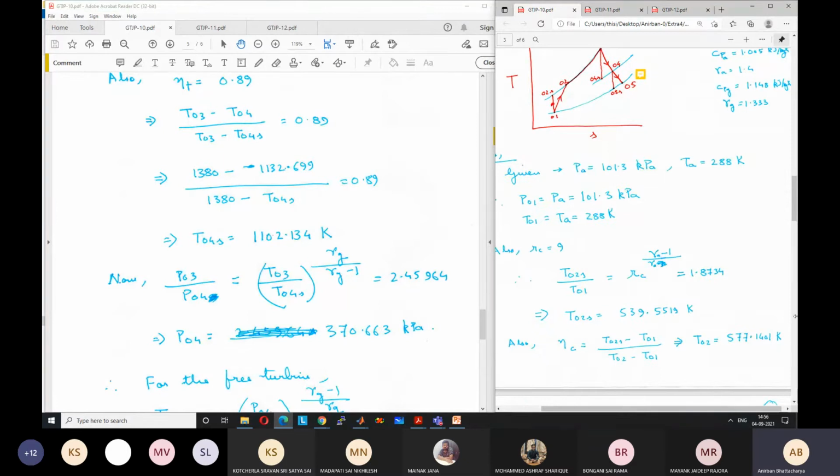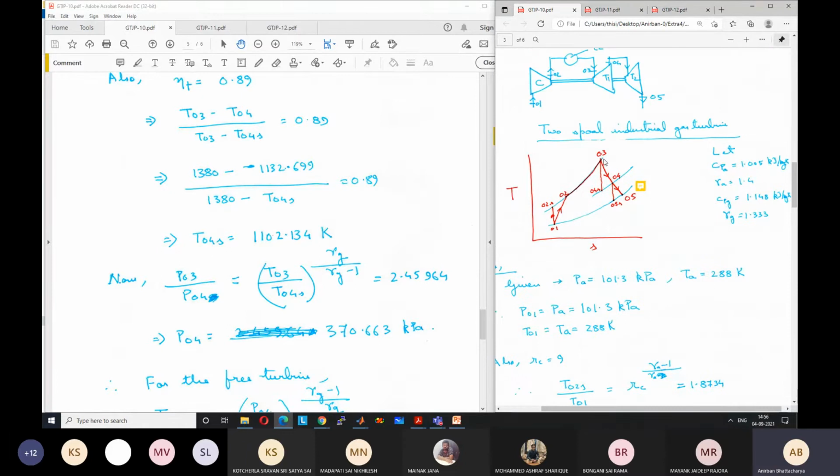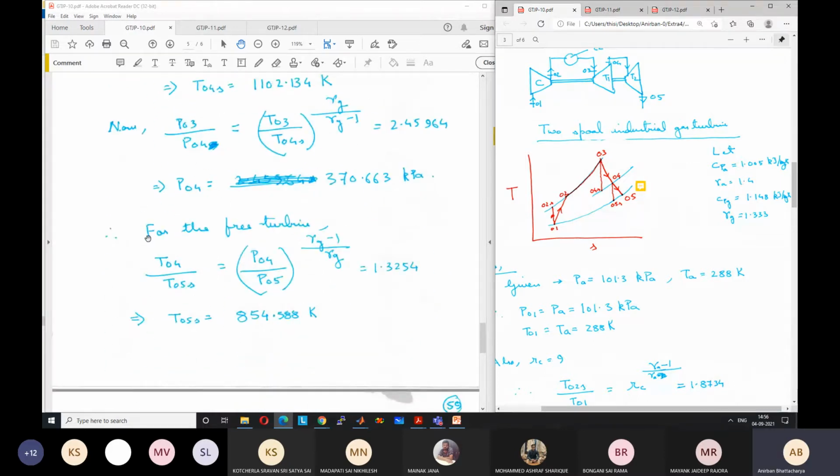Okay. So the pressure has decreased from 911 to about 9 atmospheric pressure. Pressure has decreased from 9 atmospheric pressure to somewhere around say 3.5 atmospheric pressure. And the rest of the expansion from 3.5 atmospheric pressure to 1.2 atmospheric pressure will occur in the next turbine. So P04 has now been obtained. So now we can go for the calculation of the free turbine.